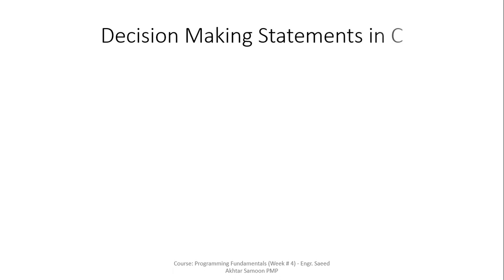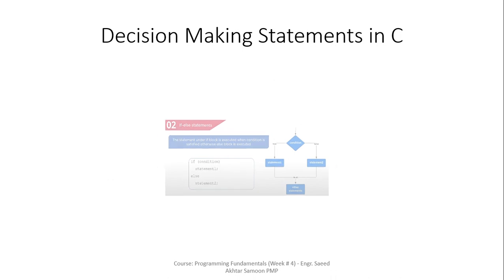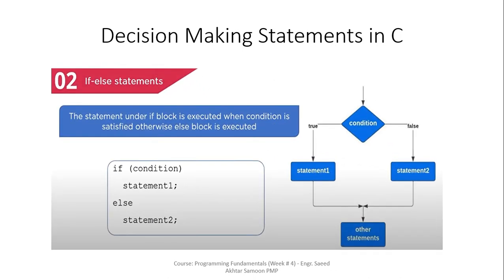The next decision making statement in C is the if else statement. The statement under the if block is executed when the condition is satisfied, otherwise the else block is executed. So there are two blocks. If the condition is satisfied, then this block over here is executed, and if the condition is not satisfied, then this block over here will be executed.